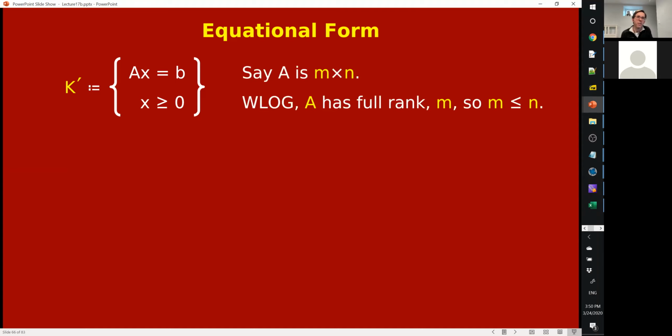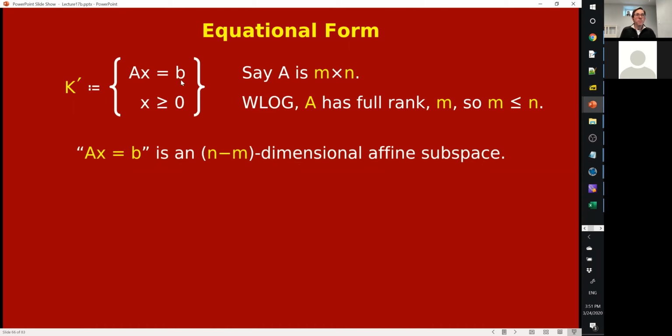This is without loss of generality, because if you have redundant equations or equations that are implied by other equations, you can just eliminate them from K prime and it won't change K prime's nature. An algorithm can do this efficiently, again by basic linear algebra, Gaussian elimination or row reduction. So we can assume that A has full rank, and so the number of rows of A will be less than or equal to the number of variables. You'll have n variables and n equations for some value m between 1 and n.